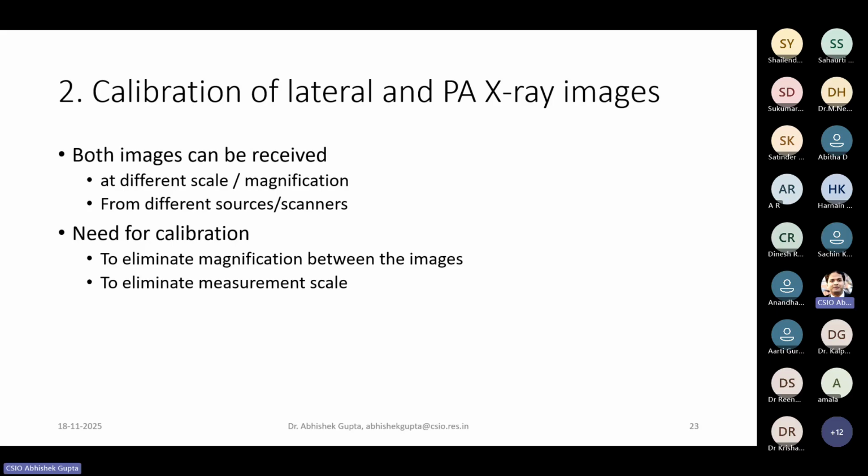The problem arises when the two images are coming from different sources. If both images come from different sources, there can be a different scale, a different magnification level. If that is the case, then you cannot use them directly, so you have to calibrate them. Anyhow, the X-ray image is a magnified view, so without calibration there will be a serious problem with the measurement. So to eliminate the magnification between the images, or to put both images at the same scale, calibration is required.